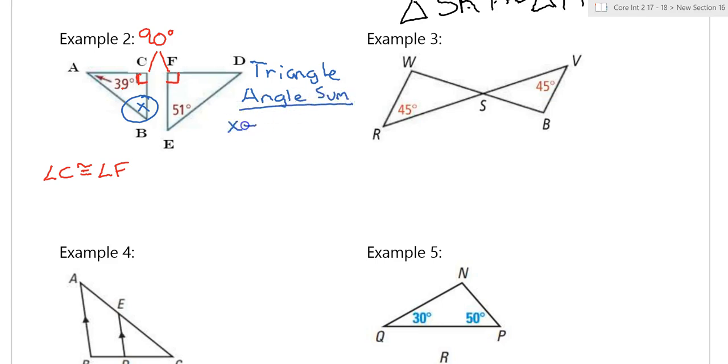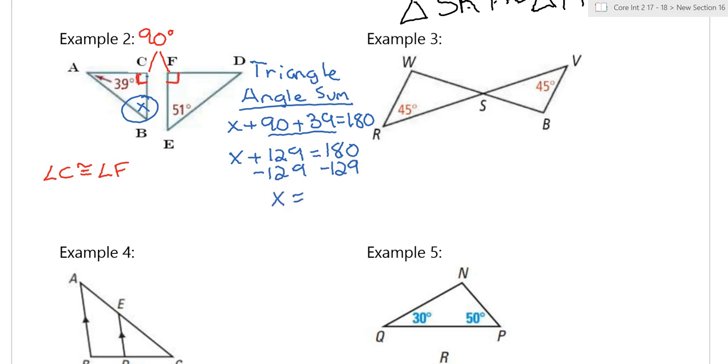So I have x plus, again, that one's 90, plus 39 equals 180. Now, again, on the same side, I just combine them. That's x plus 129 equals 180. Opposite sides, I do the opposite. 180 minus 129 is 51 degrees. Well, look at that, right? I have 51 degrees here, and I have 51 degrees there. Angle B is congruent to angle E.